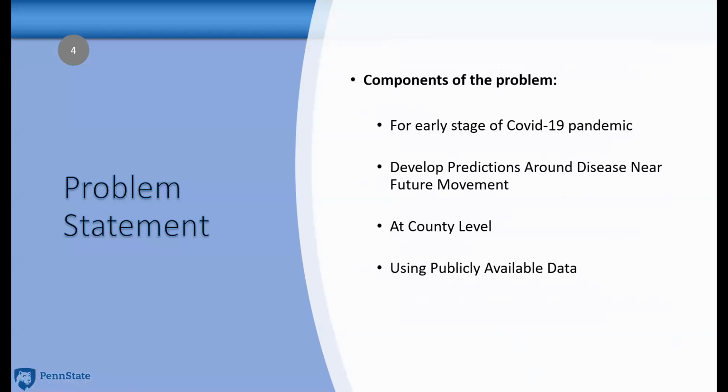So let's look at the problem statement carefully. There are 4 components to it. First is for early stage of COVID-19 pandemic. Second component is develop prediction around disease near future moment. Third is these predictions should be at a county level. And what kind of data do you want to utilize for that? It's publicly available data.